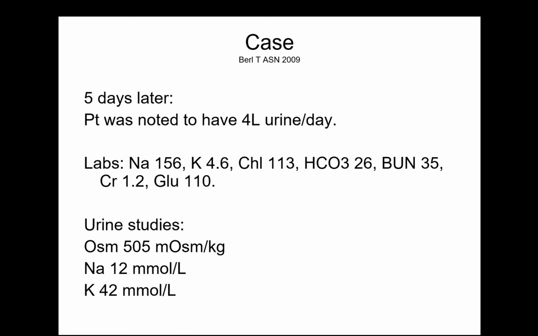But in this case, we have a problem, right? Because she's putting out 4 liters of urine and she's hyponatremic. So the question is, what's going on here? Does she have a solute diuresis, a water diuresis, meaning some form of DI, or a combination of the two? And how do you go about sorting this out?